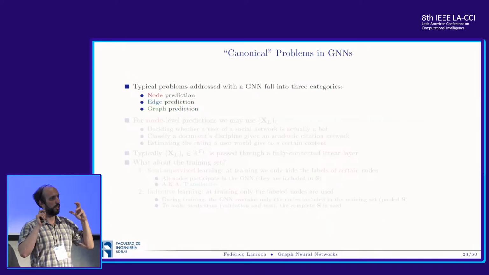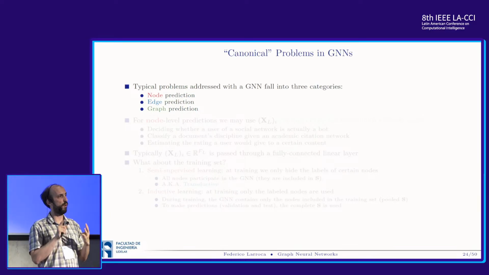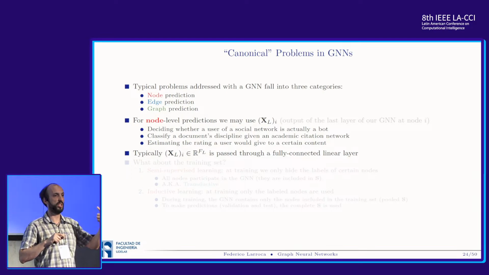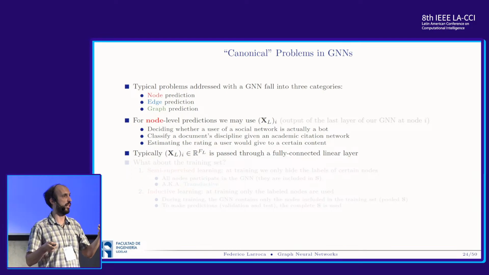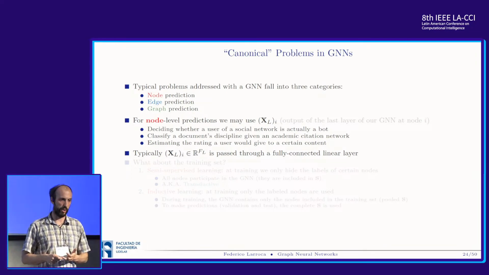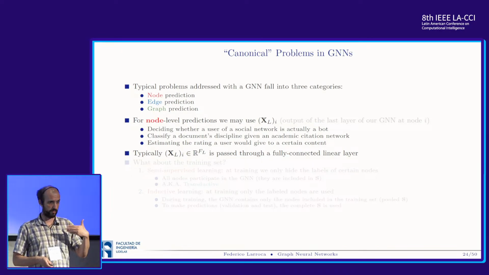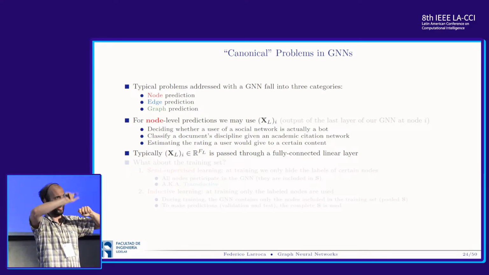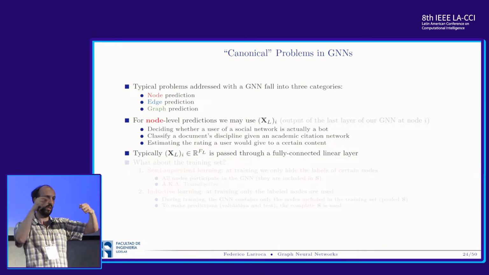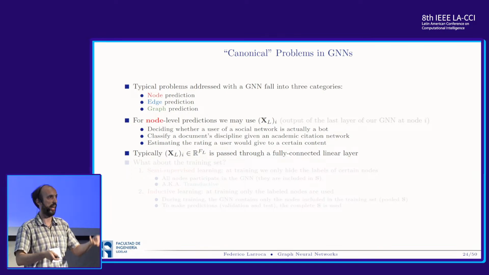But let's talk about problems in graphs specifically. They typically fall in 3 categories. The first one is node level prediction. Again, for instance, we would like to decide whether a node or user in a social network is actually a bot, or, the example I talked about before, we would like to classify the discipline of a certain document in a citation network, if it's mathematics or biology or whatever. Or the other, very typical one, is that we would like to interpolate the signal. For instance, we have nodes that are users, and the edges connect users with similar tastes. So we have ratings for a certain movie, and we would like to predict if a given user would like this movie.